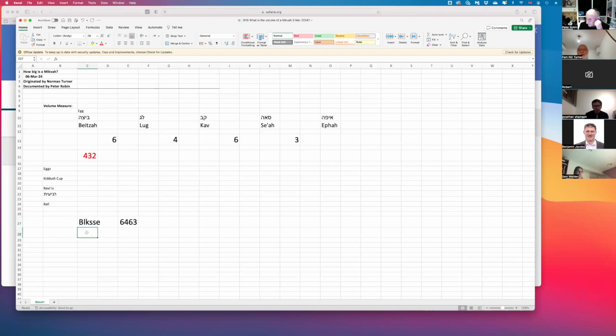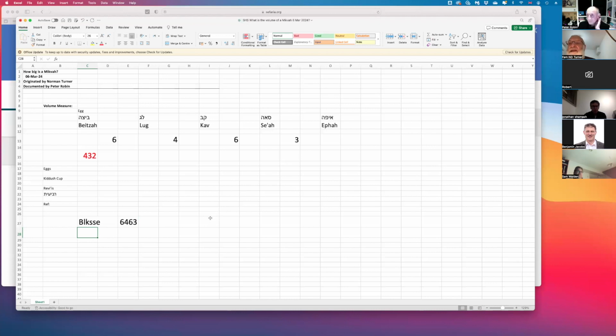And that was the way we remembered it, which means those numbers go between the Beitza and the Lug, the 4 between the Lug and the Kav, 6 from a Kav to a Saw, 3 from a Saw to an Aphor. Are people happy so far? Yes, hope so. So there you are. You got your eggs and everything else. 6463.